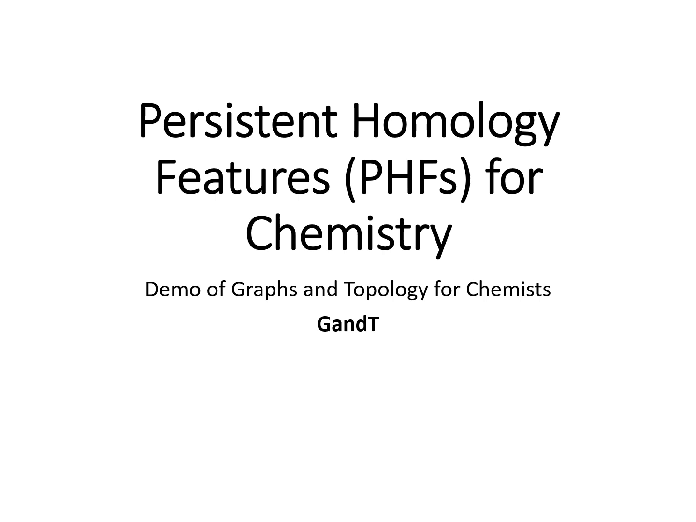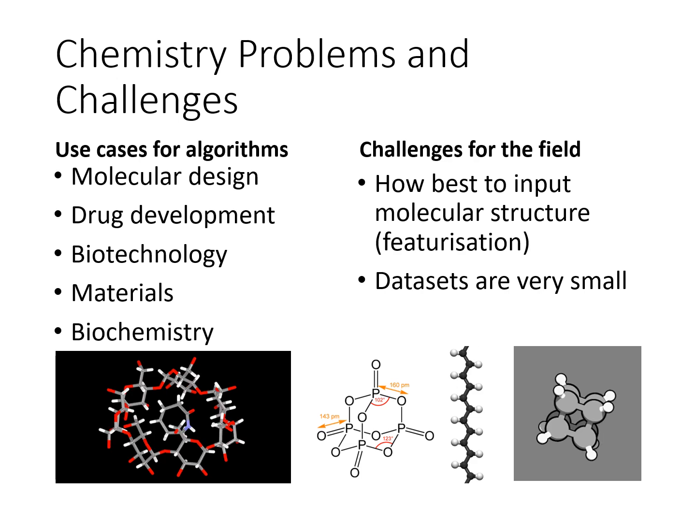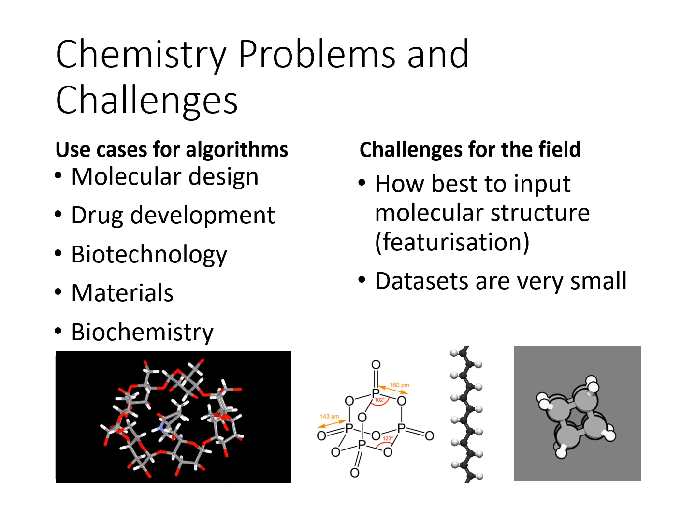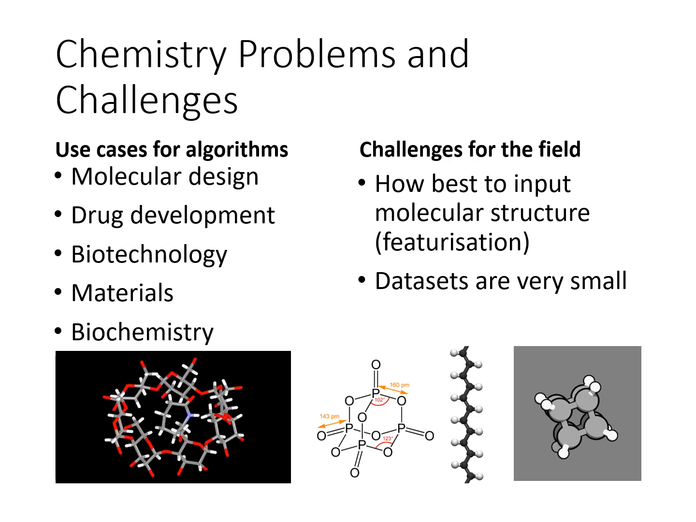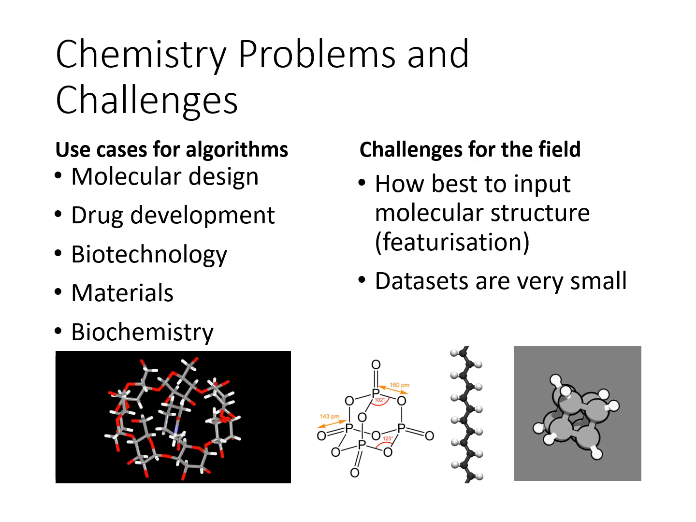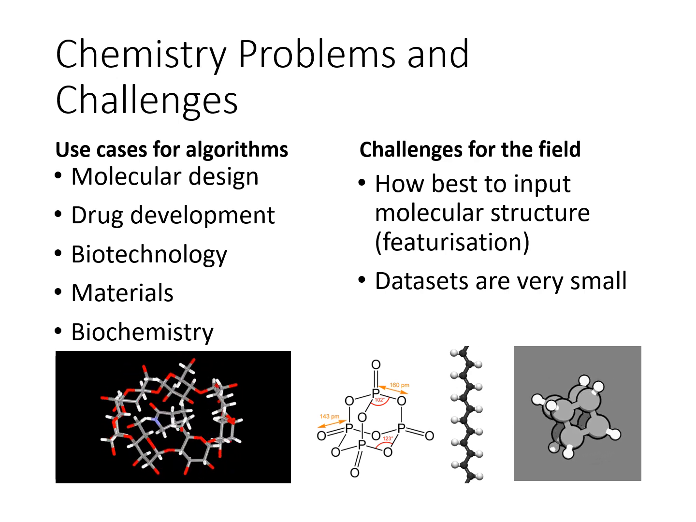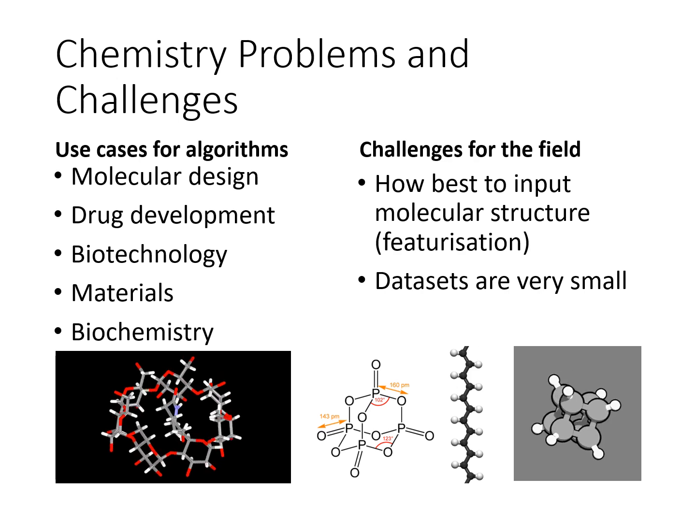This is the demo of the Graphs and Topology for Chemistry package, which is GandT on GitHub, which implements persistent homology features for chemistry machine learning problems. Now, the sort of chemistry problems that this is useful for are things such as molecular design, which is of great use to humanity. For example, it's used in drug development, developing new materials, biotechnology, biochemistry, and so on.